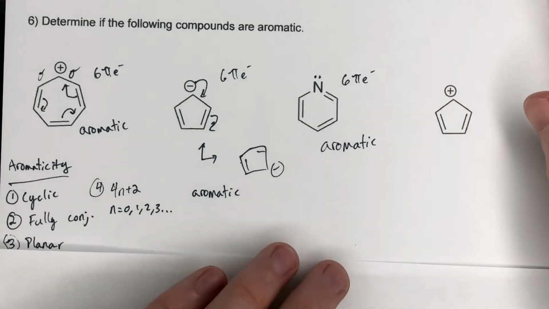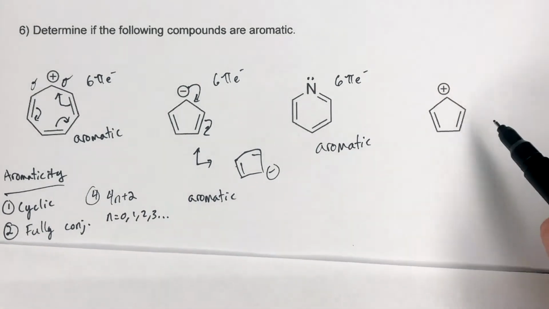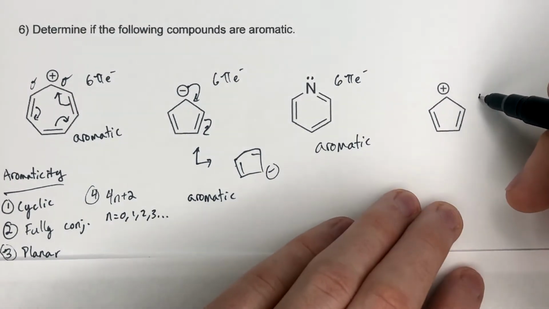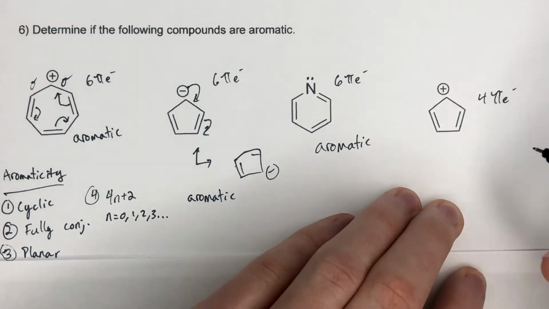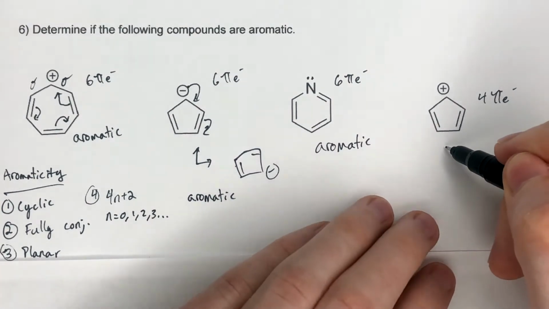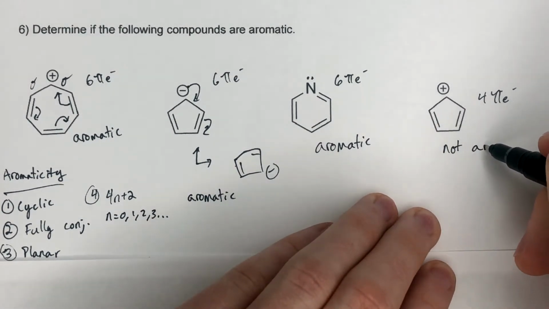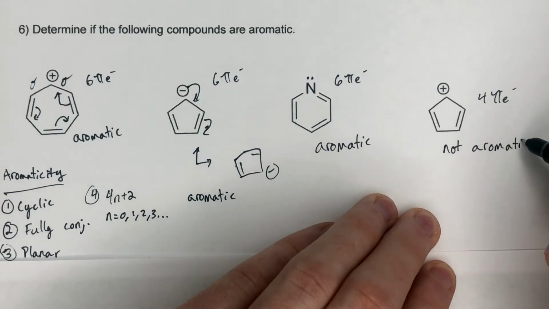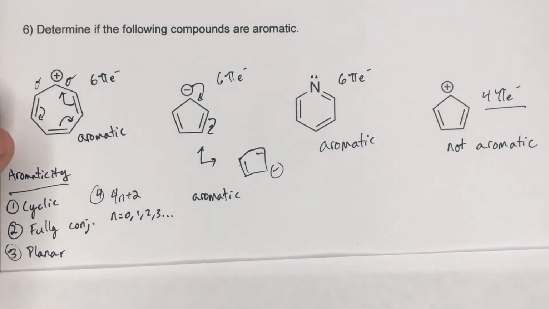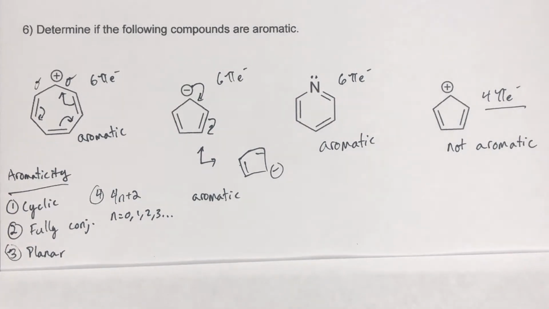All right, now let's move to the next structure here. So this has 4 pi electrons. It is fully planar, fully conjugated, again for all the other reasons that we mentioned due to resonance in these things. So this is not aromatic because it doesn't follow Huckel theory. Right? 4 pi electrons is not a Huckel theory number, therefore not aromatic.